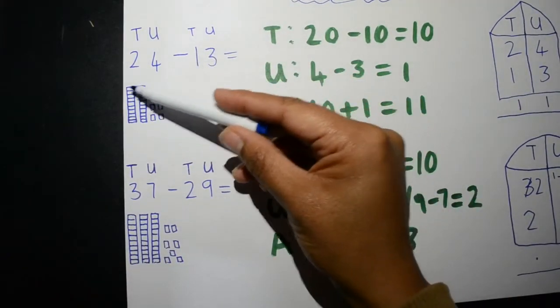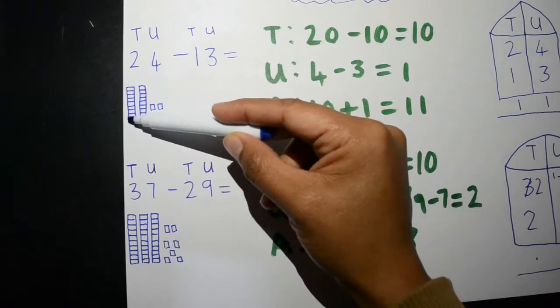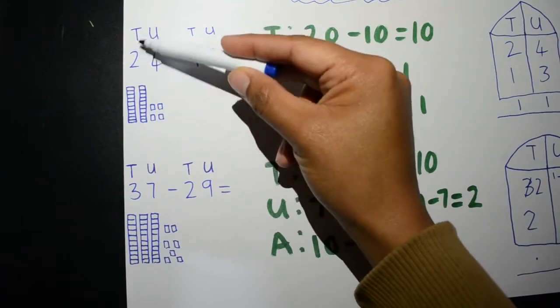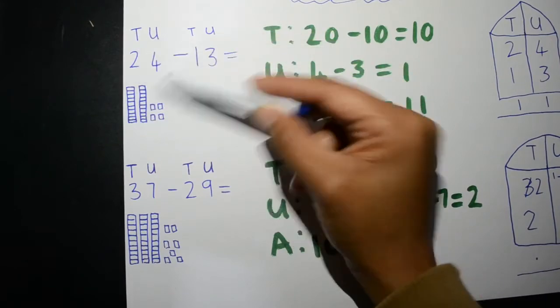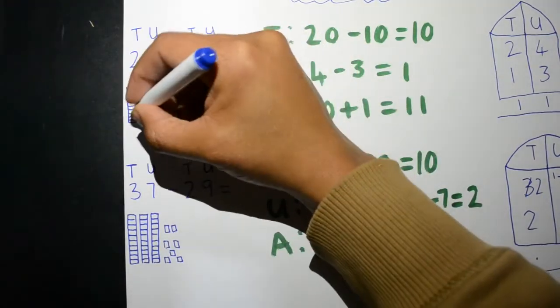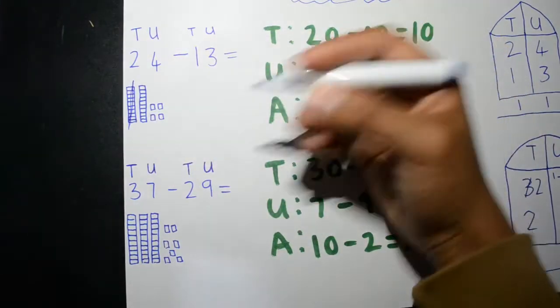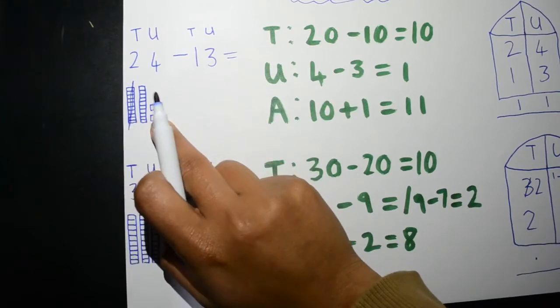So if I come here, 1 ten is just this block, right? Here there's 2 tens because that's 2 tens, and there's 4 units. So I'm taking away 1 ten, so all I'm going to do is scratch that one out. Okay, now we're left with 1 ten and 4 units.